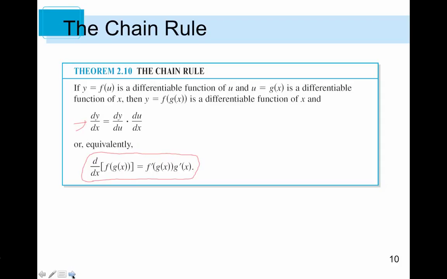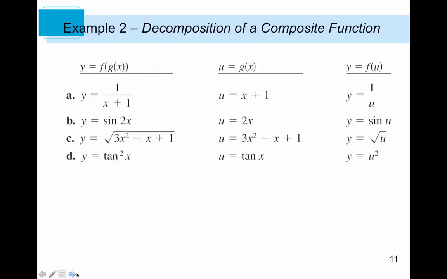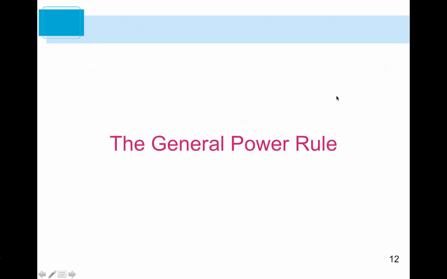And yes, the algebra does get pretty intense, but let's take a look and see this. So if y is 1 over x plus 1, if we make u equal to x plus 1, now y is equal to 1 over u. You have a rule for this. Oops, let me go back.